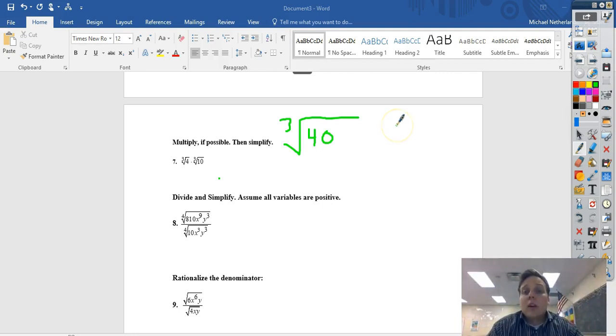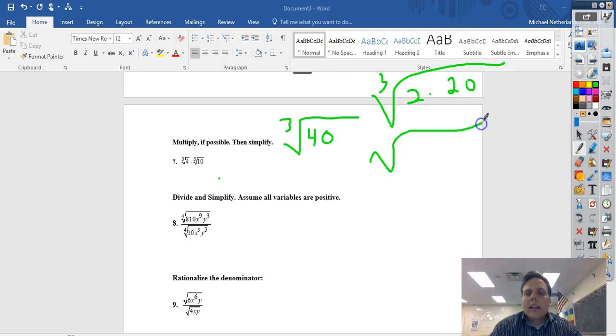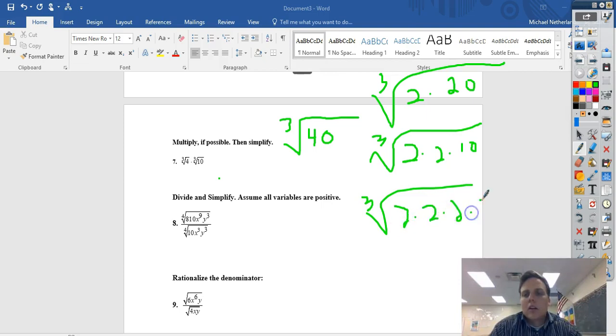So now what you want to do is break down 40 to its primes. Okay, so I know that 40 can be broken down to being 2 times 20. And then I know that 20 can be broken down to being 2 times 10. And then I know that 10 can be broken down to being 2 times 5. Okay, so now I broke it into 2, 2, 2, 5.